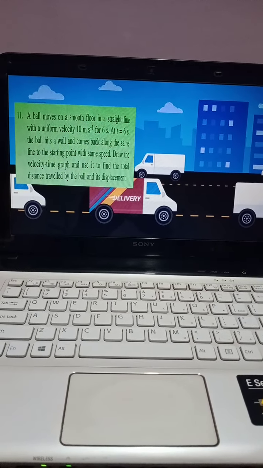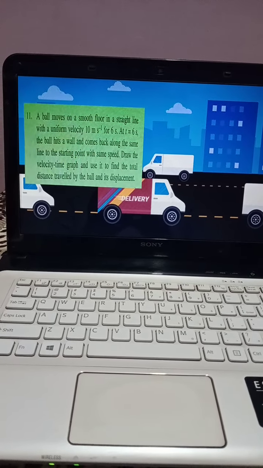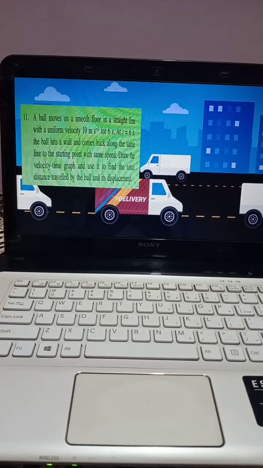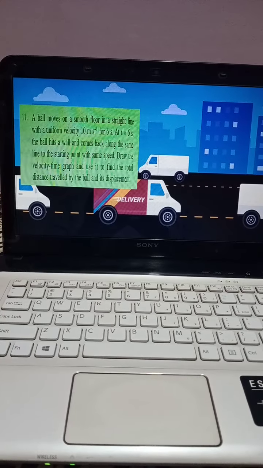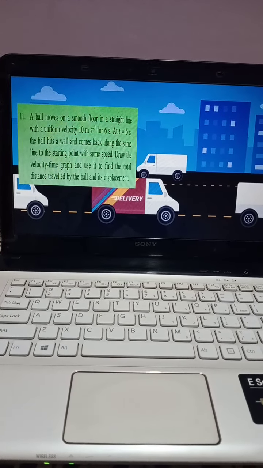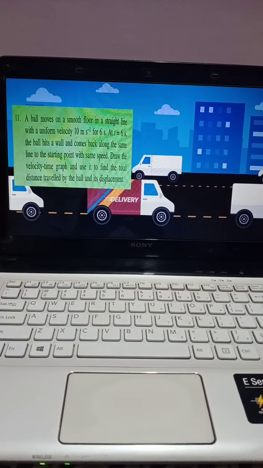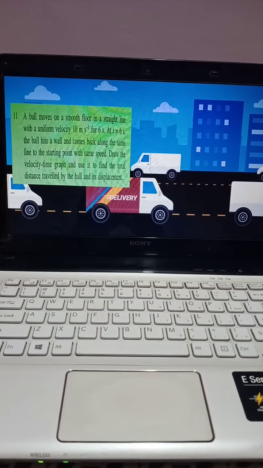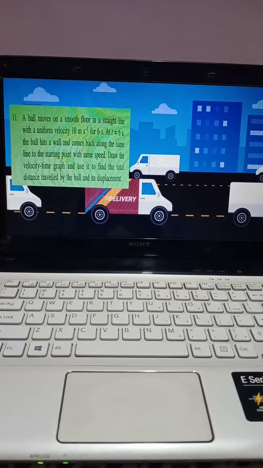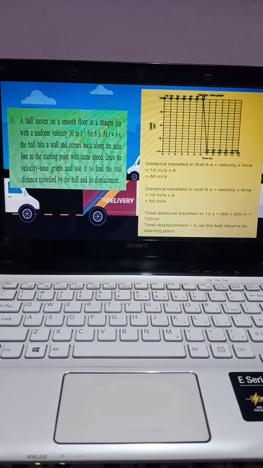Then next, this question states that a ball moves on a smooth floor in a straight line with a velocity of 10 meter per second for 6 seconds. At 6 seconds, the ball hits the wall and comes back along the same line to the starting point with the same speed. So this means that when we plot the graph, then we will understand.